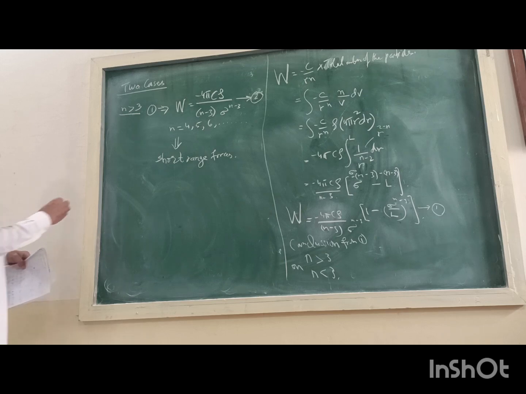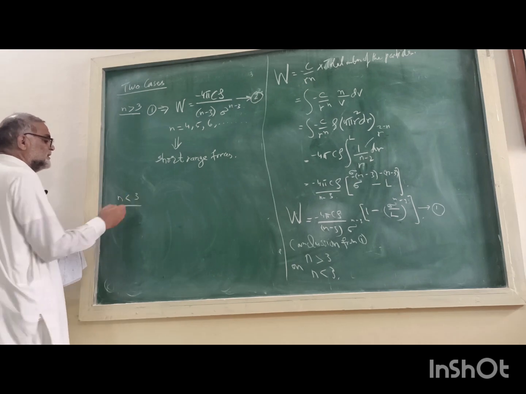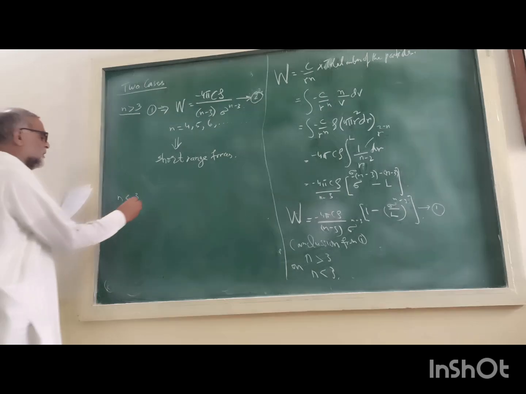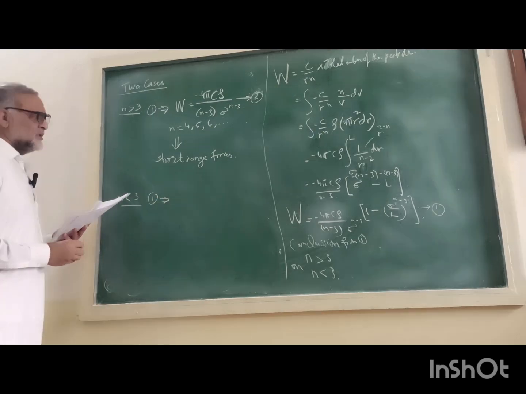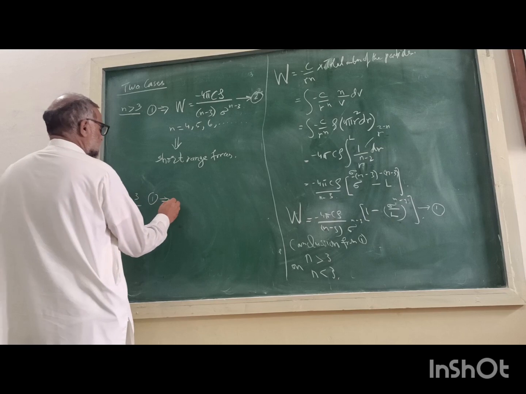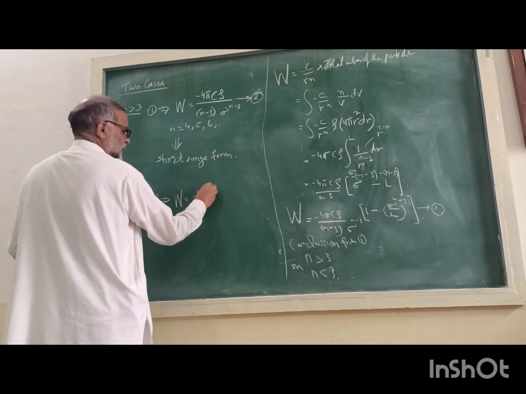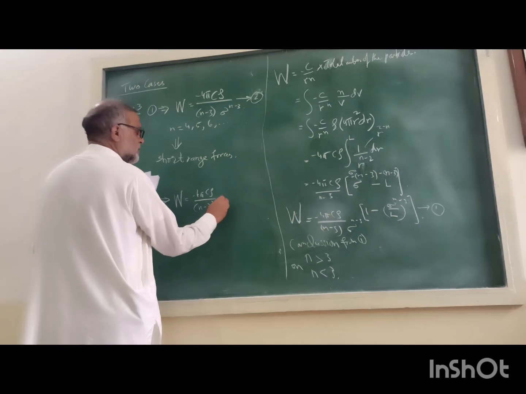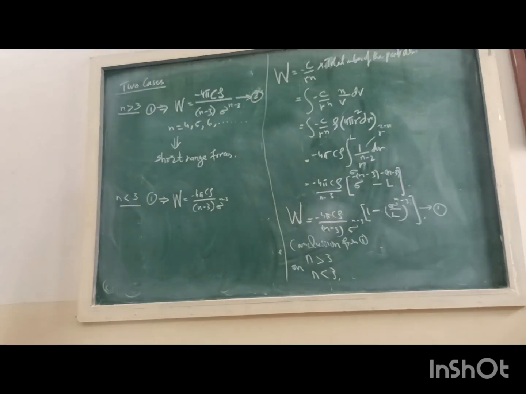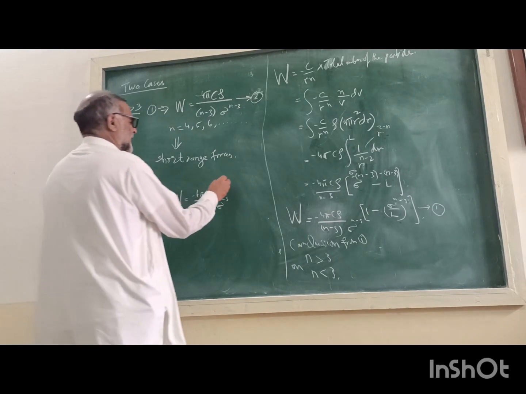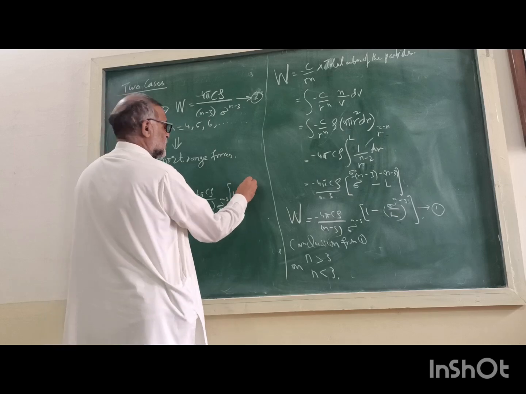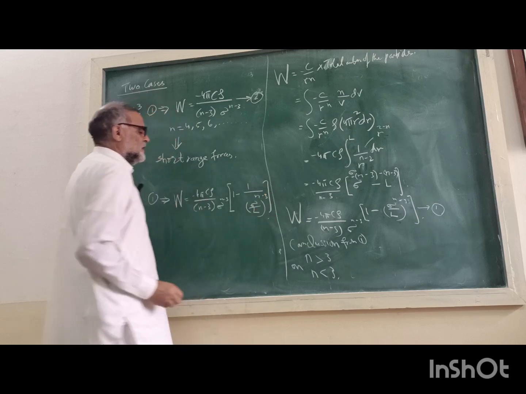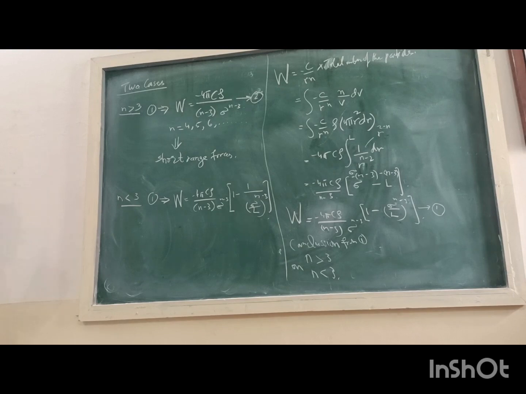Now, for the other case, when n is smaller than 3, we can write equation 1 like this: W is equal to minus 4 pi C rho over n minus 3 unto sigma to the power n minus 3, and I can write it as 1 minus 1 over sigma to the power n minus 3.